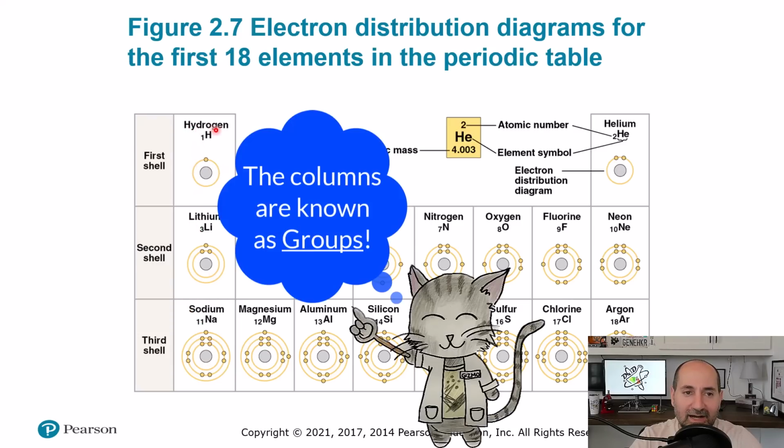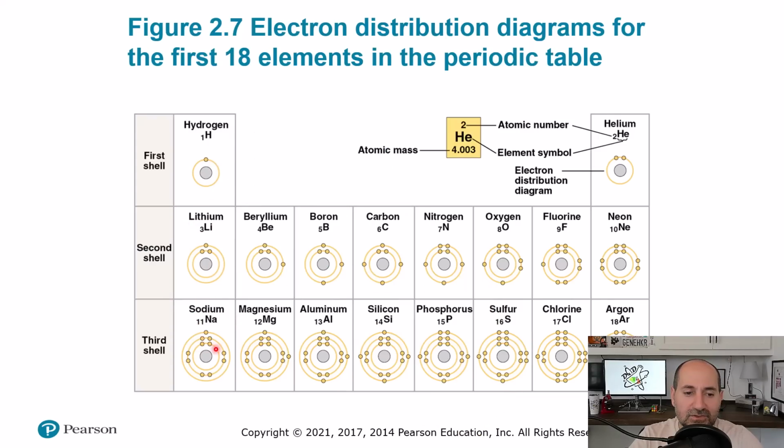Look at this. Hydrogen has one valence electron. Lithium has one valence electron. Sodium has one valence electron. And that's why they're in the first column. Beryllium is in the second column, along with magnesium, because they both have two valence electrons. Boron and aluminum have 3. Carbon and silicon have 4. You see how the columns work? Now we know what the columns mean.